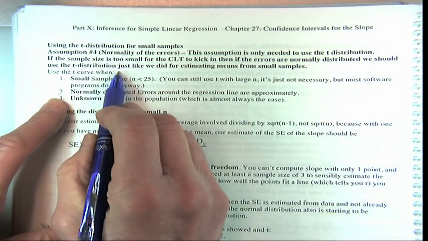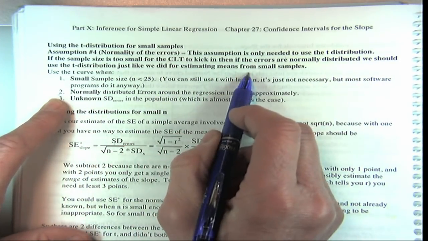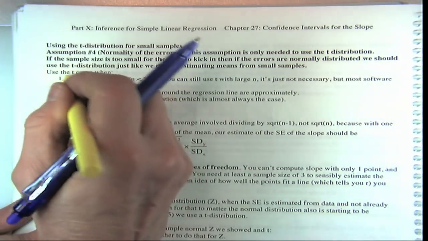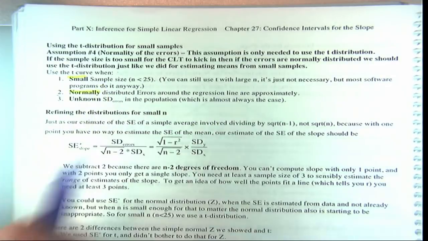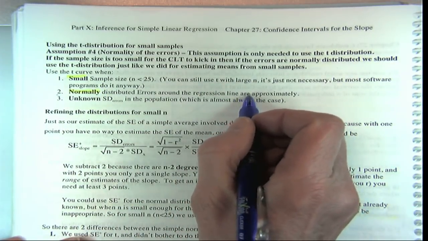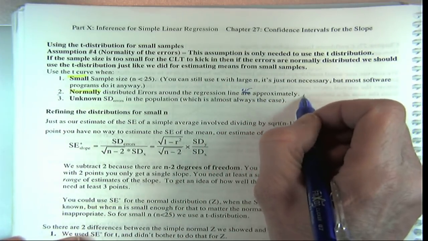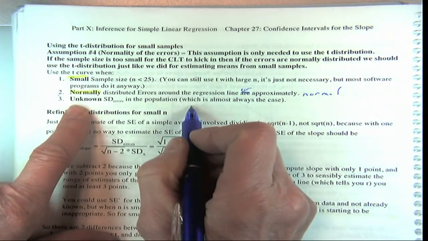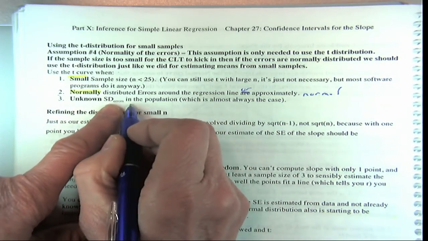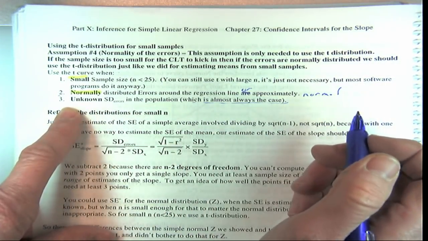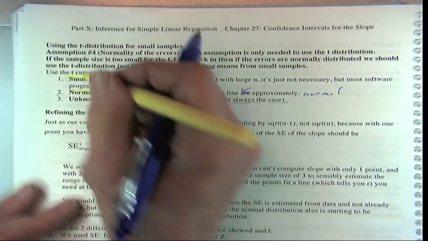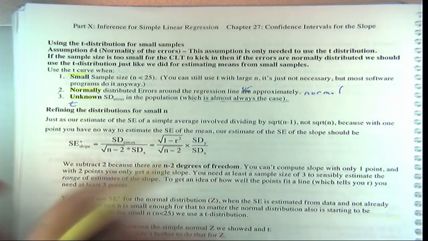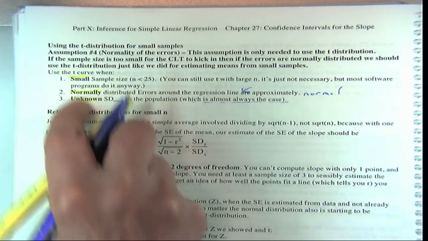If the sample size is too small for the central limit theorem to kick in, and the errors are normally distributed, we should use the t-distribution, just like we did for estimating means from small samples. So the same three conditions: small sample, normally distributed or approximately normal errors around the regression line, and an unknown standard deviation of errors in the population, which is almost always the case. So these S, N, U, then we can use T: SNUT. That's how you can remember it, that dirty word, SNUT.